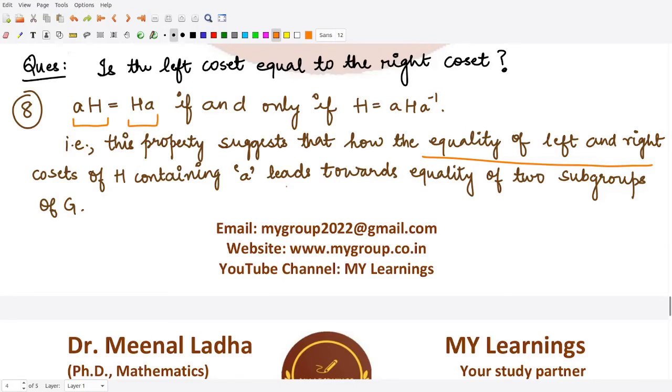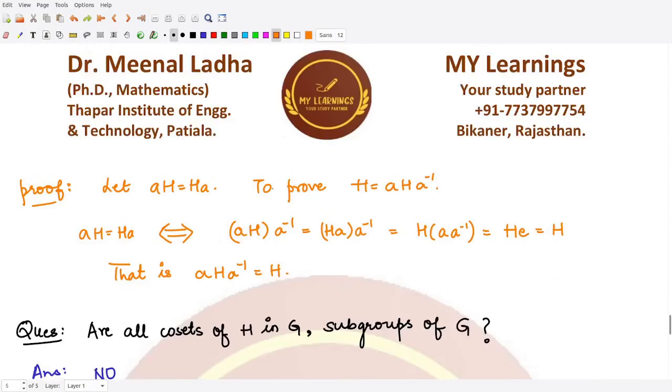Okay, moving forward towards its proof, we first of all suppose that AH is equal to HA, the left coset is equal to the right coset. We need to firstly prove that H is equal to AHA inverse. So you see the proof is an if and only if case. So let's consider AH is equal to HA. Now this would hold if and only if we have AHA inverse equal to HAA inverse, right? What we have done is post multiplied on both sides by A inverse.